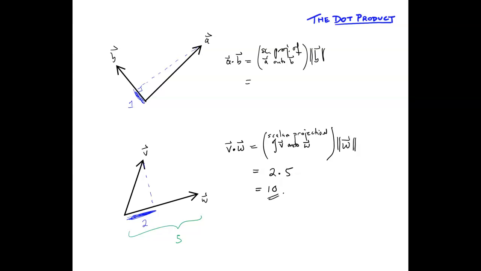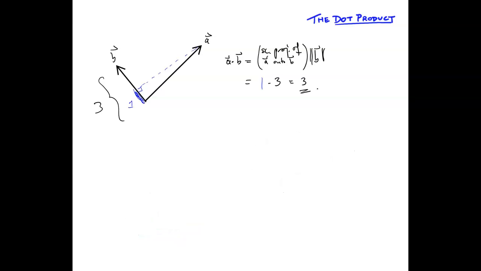So then we might have something like this is equal to 1, and let's say that the length of B, who knows, is 3. In that case, the dot product of A and B would be 3. That's almost all there is to the definition of the dot product. There's one last thing we need to note, which is this.